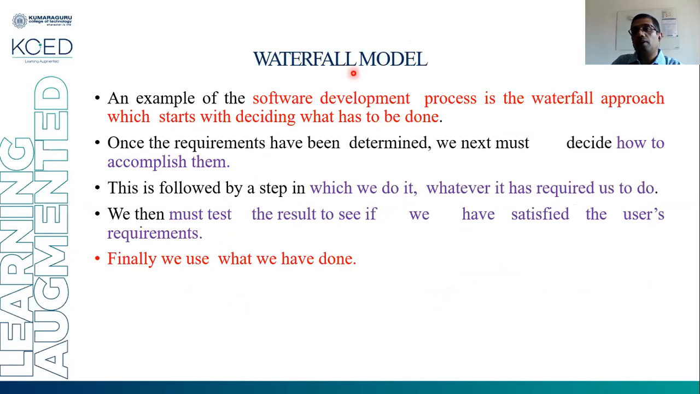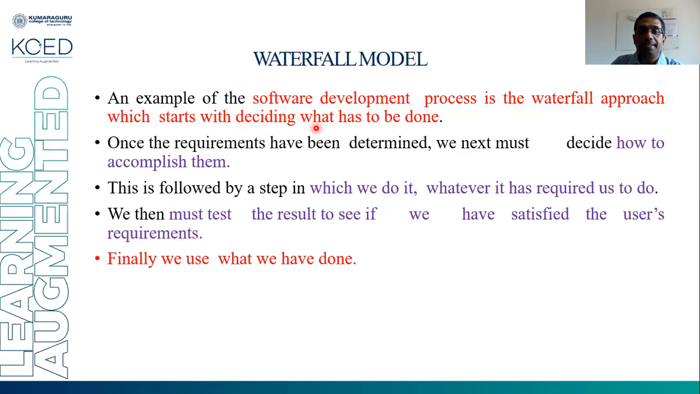Now, the waterfall model. The waterfall model is a very traditional model, known as a step-by-step approach. You must complete one phase and only then can you go to the next phase. You cannot reverse in the waterfall model. An example of a software development process is the waterfall approach.